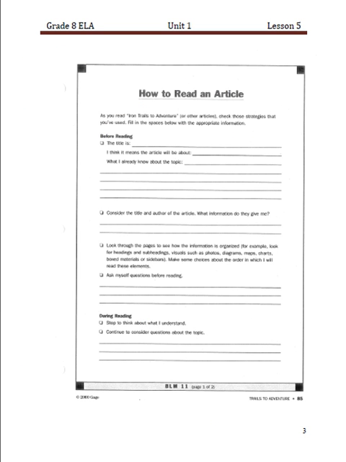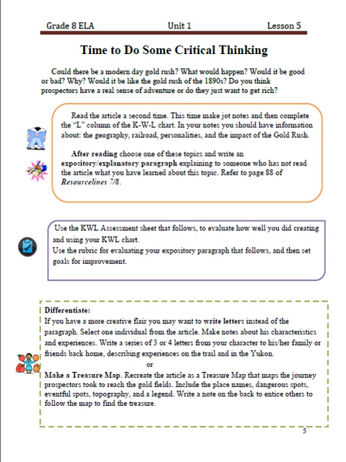Again, we have this sheet on how to read an article because that's what Iron Trails to Adventure is. Then you're going to be asked to do some critical thinking, again, to fill in your KWL chart about what you learned. You're going to be writing an explanatory paragraph about what you learned, and you'll want to use your resource text again to help you with this.